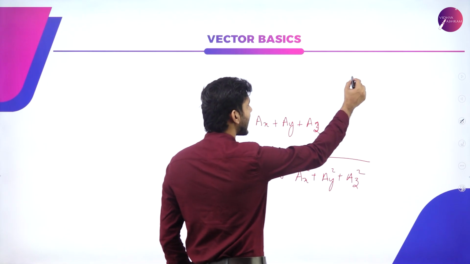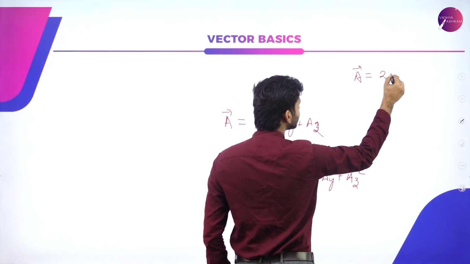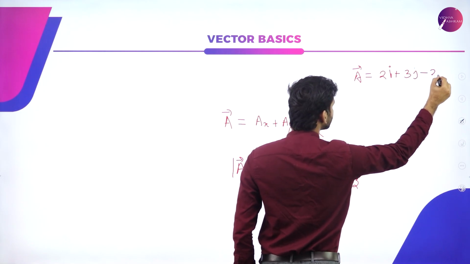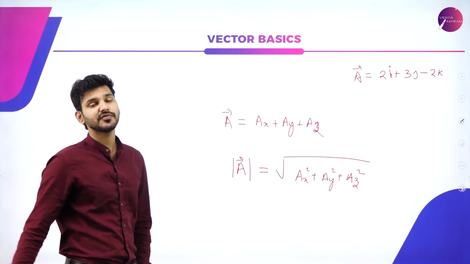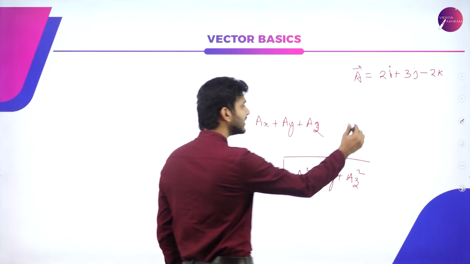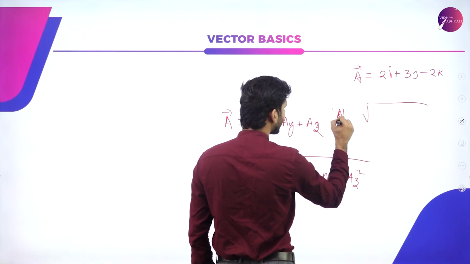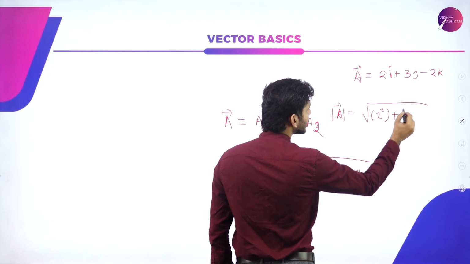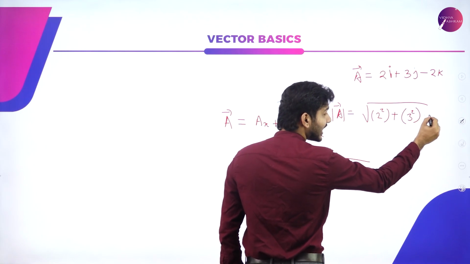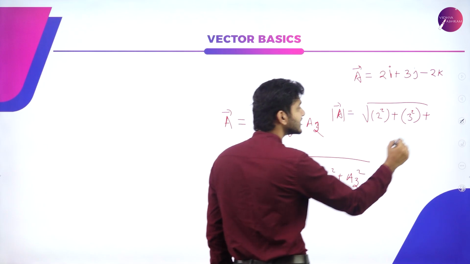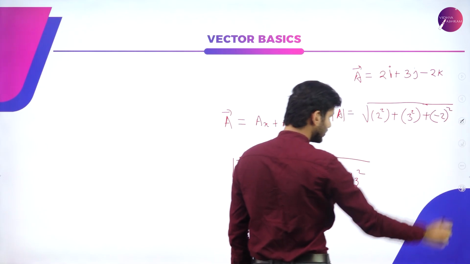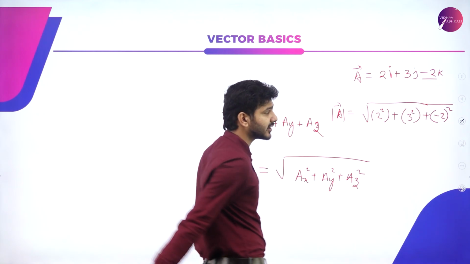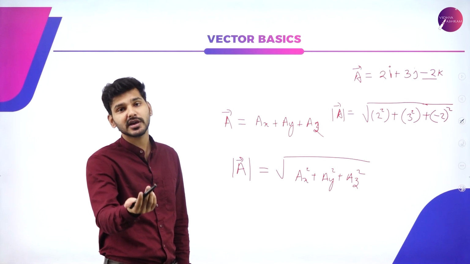So for example, if we have a vector A equal to 2i plus 3j minus 2k, how do we take the magnitude value of that particular vector? It's very simple. We take magnitude of vector A is equal to root of 2 square plus 3 square plus, always remember, minus 2 whole square. It does not matter if there is a minus sign, because when squaring it will automatically become a positive value.